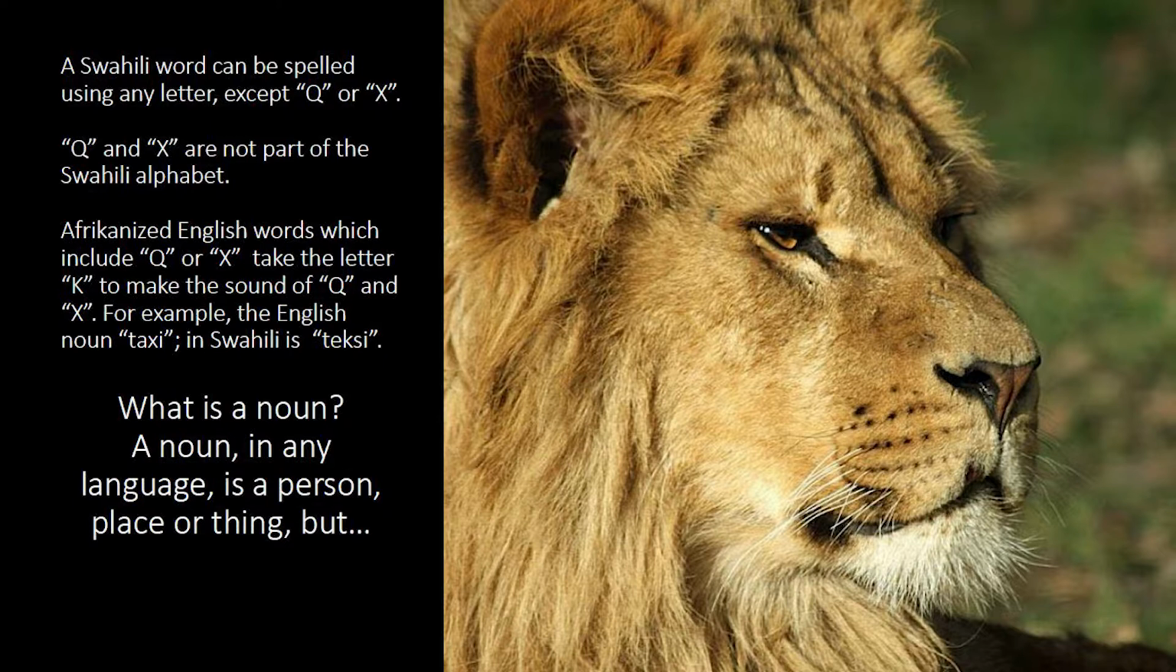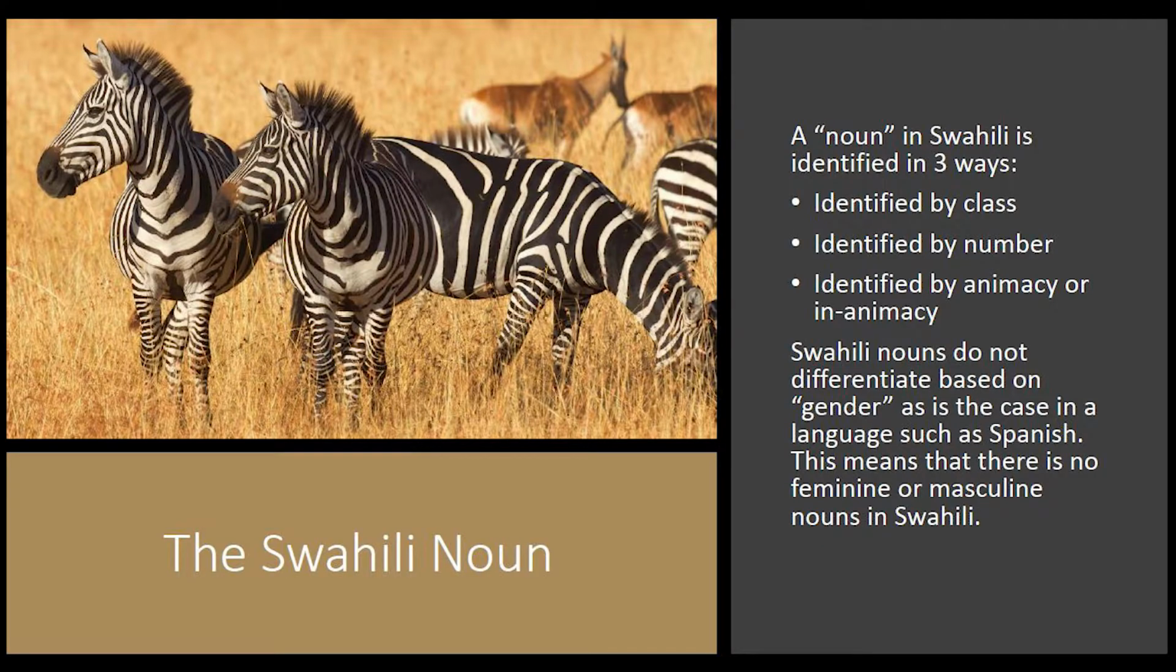So, what is a noun? A noun in any language, even Swahili, is a person, a place, or a thing. But the Swahili noun is identified in three additional different ways, other than being a person, place, or thing. It is identified, first of all, by class. So you have several noun classes in Swahili, and one of them is called the NNN class.